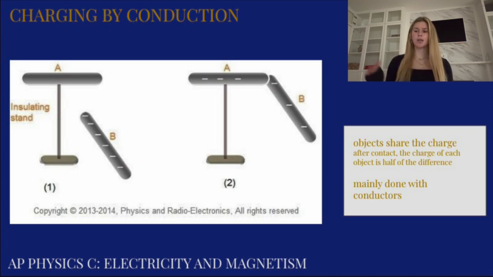In the first one, rod A is neutral, while rod B has a charge of -6. Then, in the second image, they're touched together and they share the charge. They each have a charge of -3. So basically, after contact, the charge of each object is half of the difference of their charges initially. In the initial image, the difference would be 6 because this one's -6 and this one's 0. And now they each have -3, which is half of that difference.